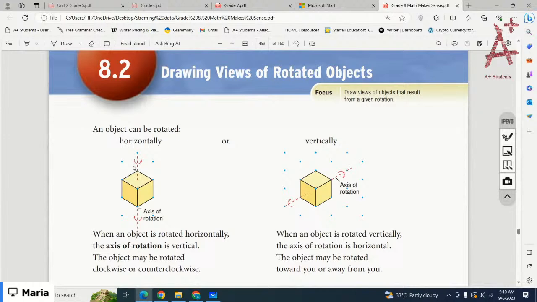When an object is rotated vertically, the axis of rotation is horizontal. This object may be rotated towards you or away. Vertically means you are moving something towards you or away from you, and horizontal means you are moving something up and down, right?